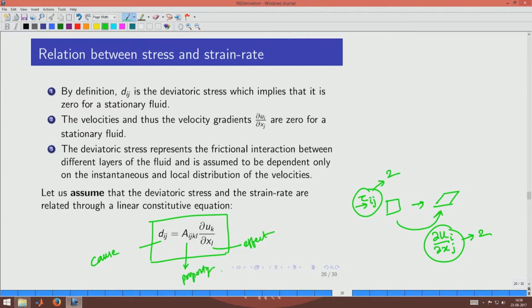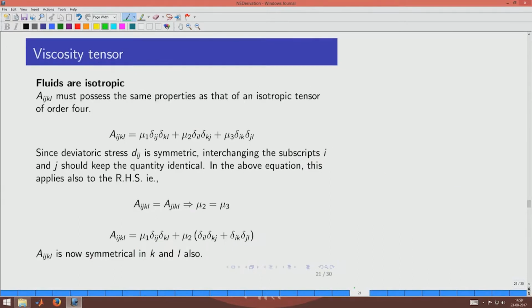Okay. And according to Neumann's principle, any property should have the same symmetry as that of the material for which we are describing that property. And what is the material here? It is a fluid. Now, fluids are isotropic. So, the tensor that should be used to describe A must be a fourth order tensor which is an isotropic tensor, which we have already come across in the introduction to tensors.